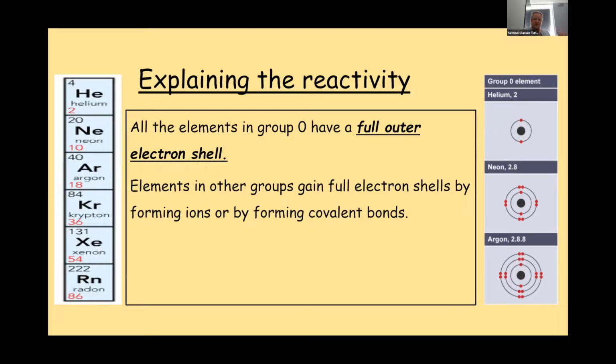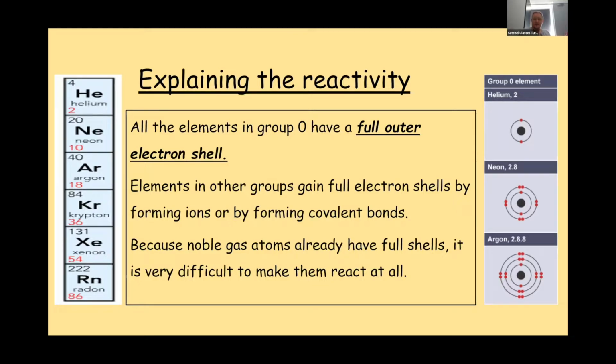Elements in other groups gain full electron shells by forming ions, losing or gaining electrons, or by forming covalent bonds where they share electrons with other groups. These guys don't have to do that because they already have a full shell. Because they have a full shell, it makes it very difficult to make them react at all, because they don't need to gain or lose electrons in any method at all.